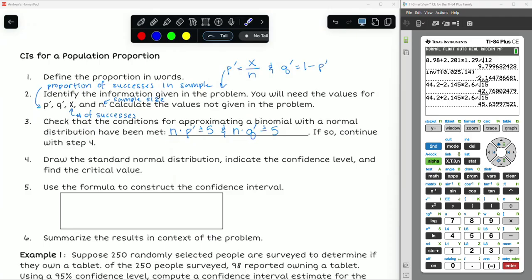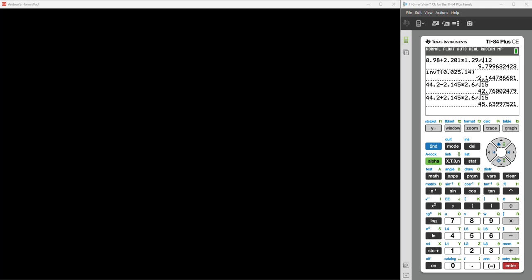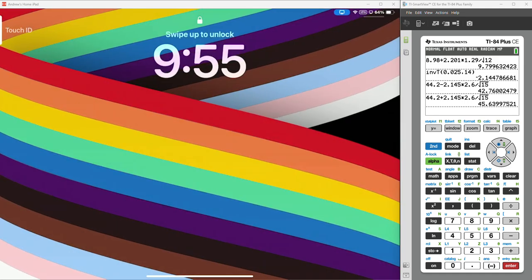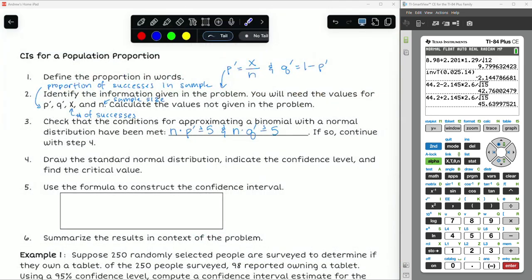But some textbooks have a more rigorous check in ensuring that this normal condition has been met. And sometimes they'll check that this number is greater than or equal to 10 instead of 5. We're going to stick with 5 because that is most common for introductory statistics. It is important that you do this check because sometimes you will be given a problem where that condition is not met. And if that is the case, you should say, I cannot perform this inference.